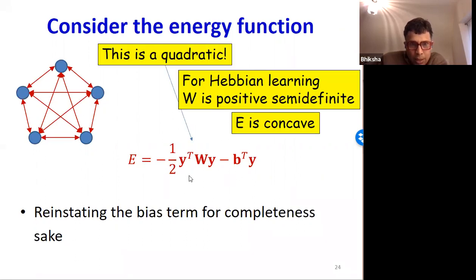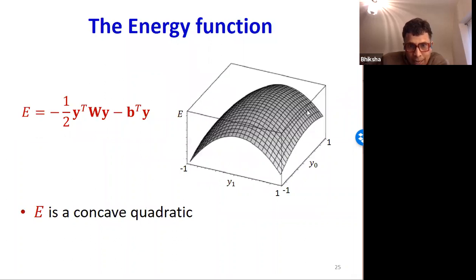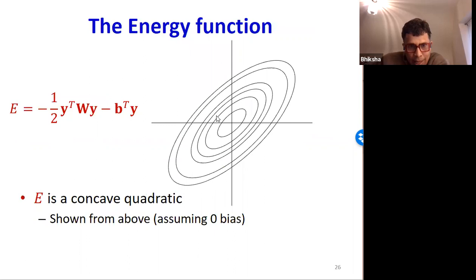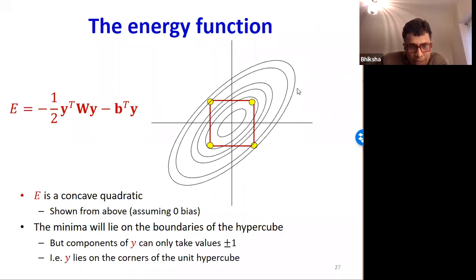Right. So we know that W is positive semi-definite, so the energy is concave, meaning it has a peak. So what really happens is that the energy looks like this. Let's say a bowl bending downwards, okay? If I look at it from the top, and if I take slices of the energy, then the equal energy contours are going to be maximum out here in the center. And as you go away, the value is going to keep coming down.